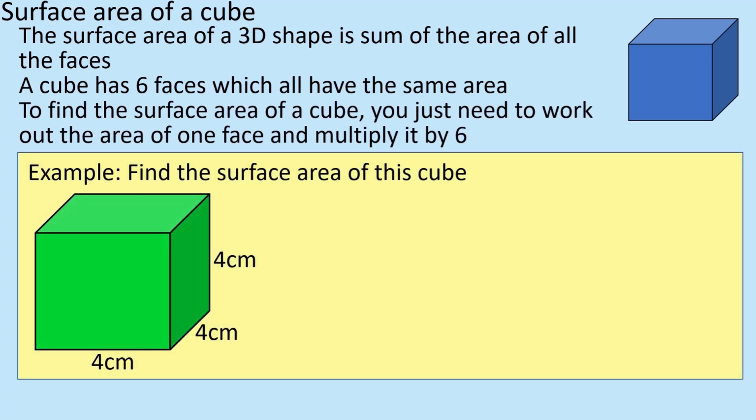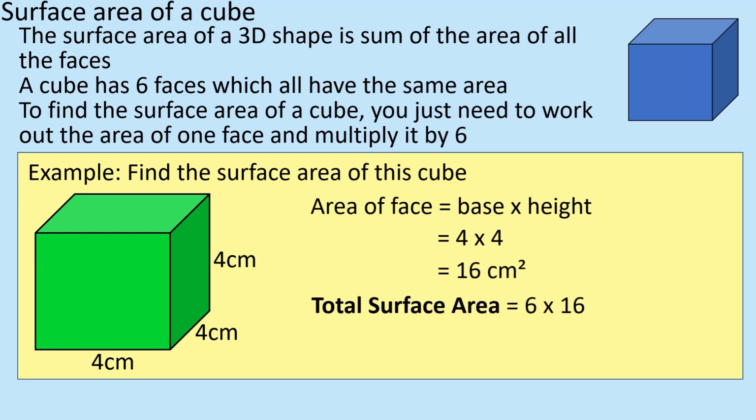Here's a quick example. Find the surface area of this cube. If we work out the area of one face, that's 4 times 4, which gives me 16. Because there are 6 of them, not 16 of them, 6 of them, I just need to times it by 6, and it's going to give me 96 centimeters squared. It's as straightforward as that.